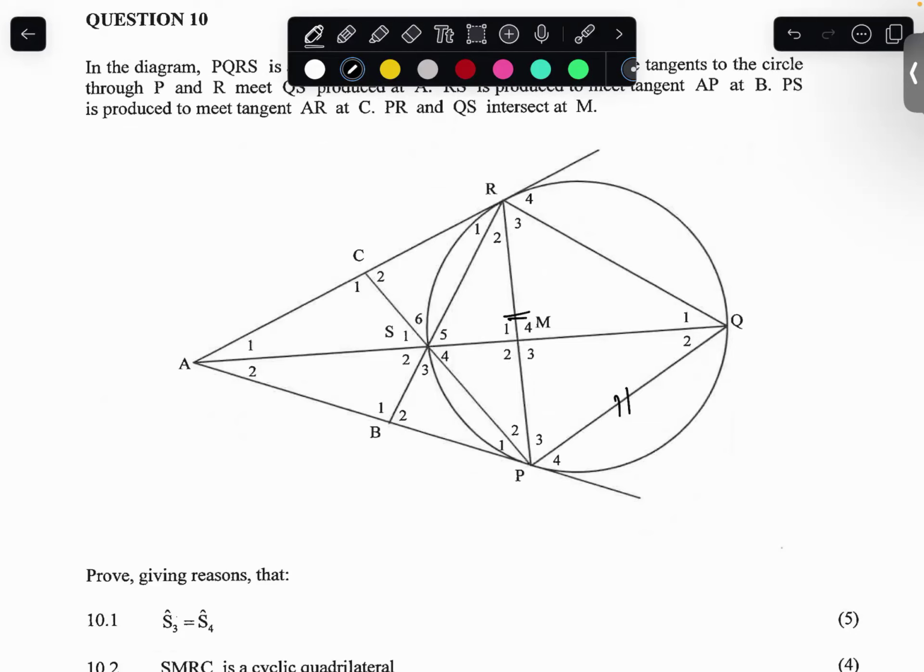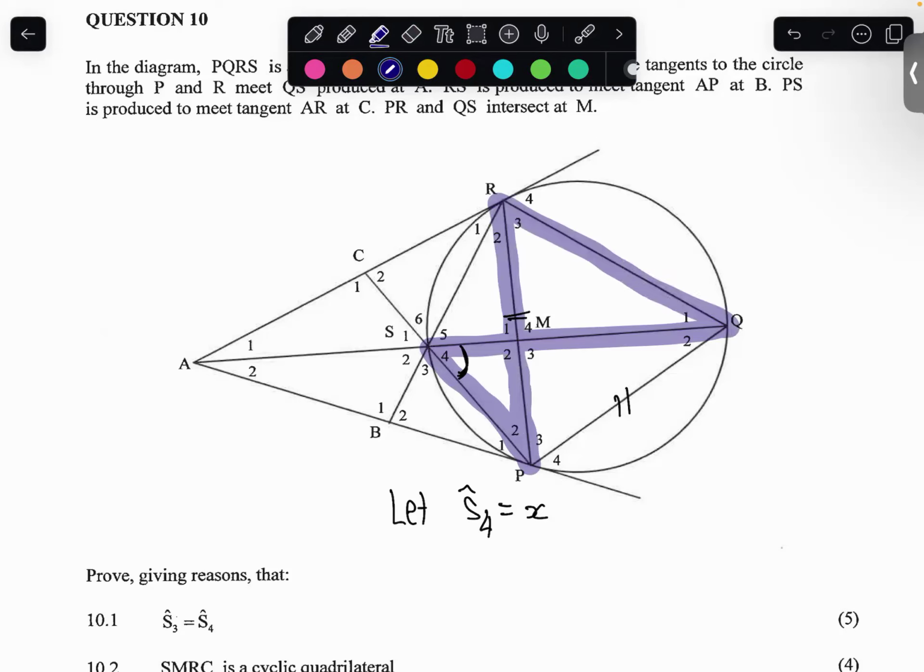There's no way you're going to do this question without making something X. The thing you need to make X is one of the angles they are asking you to prove equal, so either make this X or this X. I'm going to go with S4, because I know it exists within a bow tie butterfly, and I can extend this angle further. So let S4 equal X.